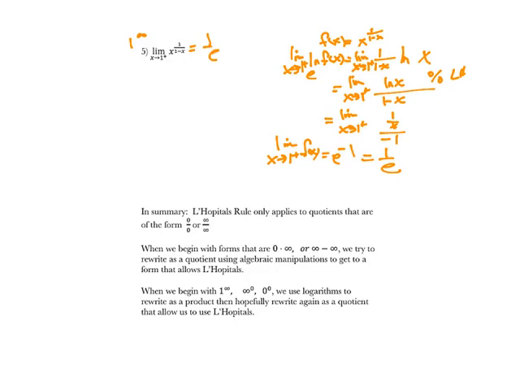Lastly, I've given you a summary here of how to work indeterminate limits. And remember that L'Hopital's rule only applies when you have 0 over 0 or infinity over infinity. So if you have another form, you have to either use algebra or logarithms to get it to be of the form 0 over 0, infinity over infinity, and then you can use L'Hopital's rule.